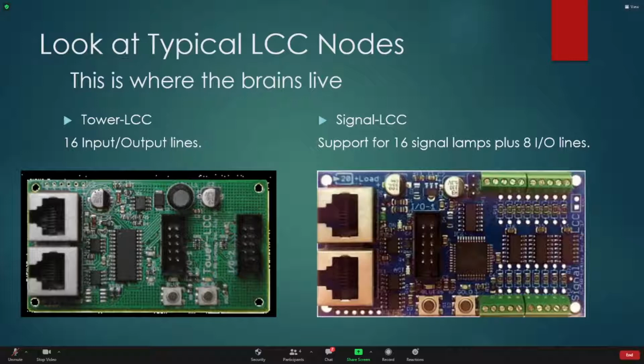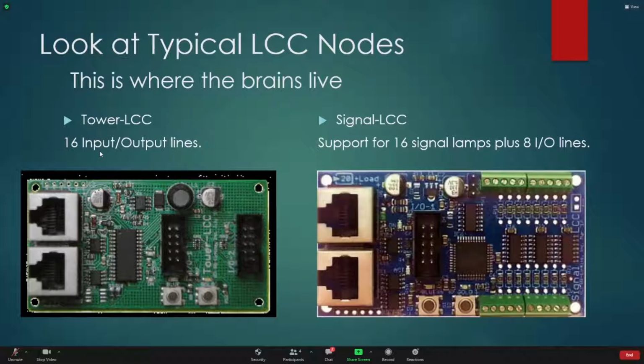The tower LCC has 6-foot input-output lines, and I think this is really interesting to note. There are 16 input-output lines. You can configure each of these points as either an input or an output. So for instance, if you had a control panel you wanted to build, you can configure them all as inputs, for all your push buttons. And if you had a staging yard, you could configure all 16 as outputs to drive, say, stall motors.